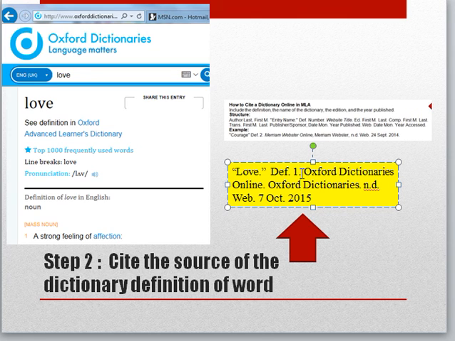A lot of times there's more than one definition. Then you have the source. In this case, it's Oxford Dictionaries Online. The ND stands for no date. Then you have the web, which is where you got it. If it was a print source, you would type print here. And then this is the date that you accessed it, October 7th, 2015 as an example.